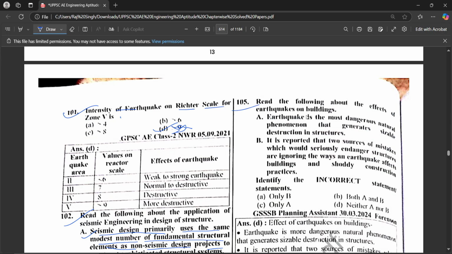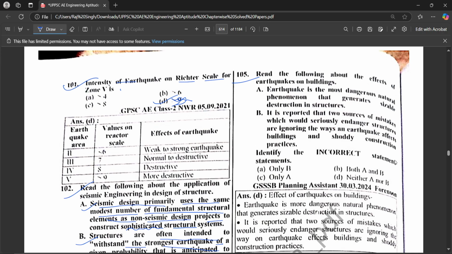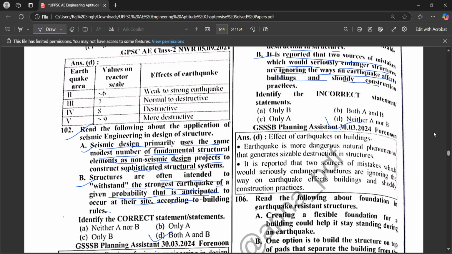Reading about the following effects of earthquakes on buildings. Earthquake is the most dangerous natural phenomenon that generates sizable destruction in structures. It is reported that two sources of mistakes which could seriously endanger structures are ignoring the way an earthquake affects a building, and shoddy construction practice. Hence, neither A nor B is correct.